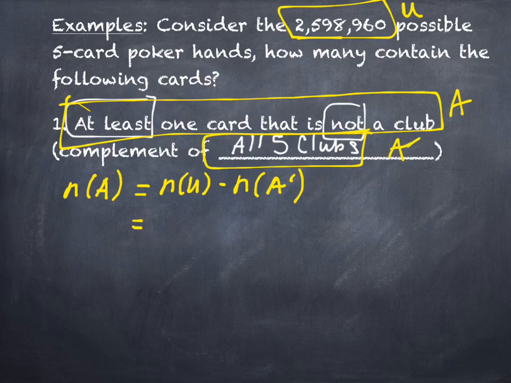So I know the first number. I know N of U. It's 2,598,960. And you'll probably have it memorized by the time we're done with the lesson today because we're going to keep using it. But I need to figure out the number of ways that I can get the complement. That is, how do I get a hand that's all clubs? We've done something similar to this. How do I get a hand that's all clubs?